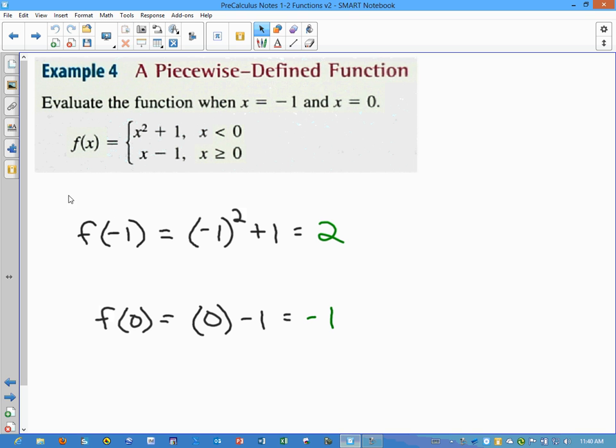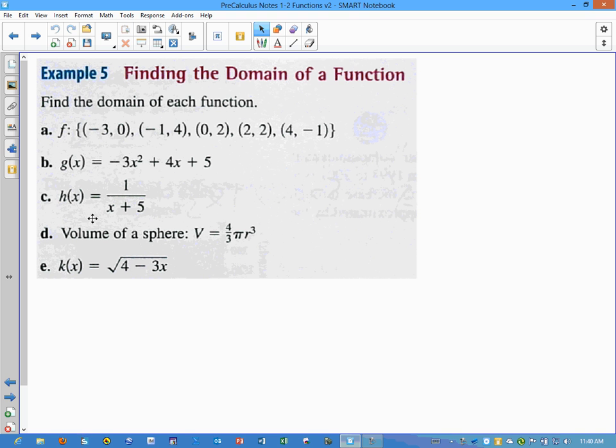All right, next we have the domain of a function. And these can get a little tricky. That's why we're going to take these slowly. The first one, they're saying that f, our function f, is defined to be the set of, the braces mean the set of, these 5 ordered pairs.